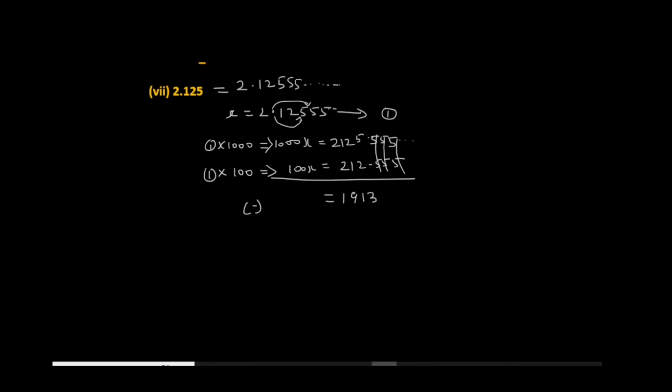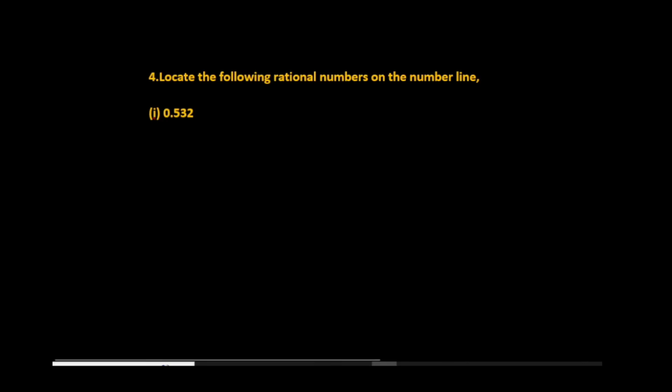This side 990, 900 x. So x is nothing but 1913 divided by 900. Let's see the next question.